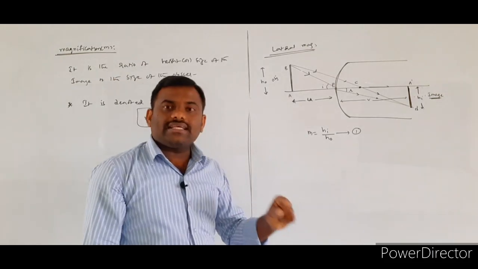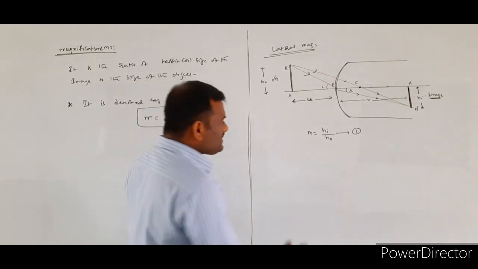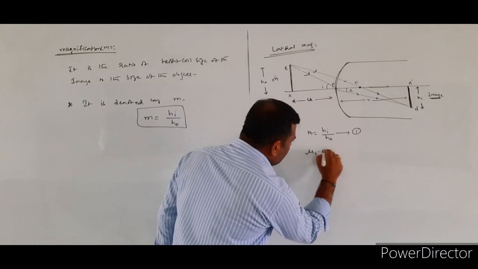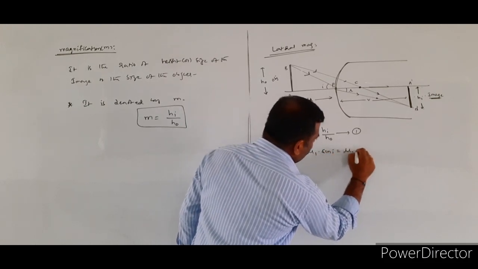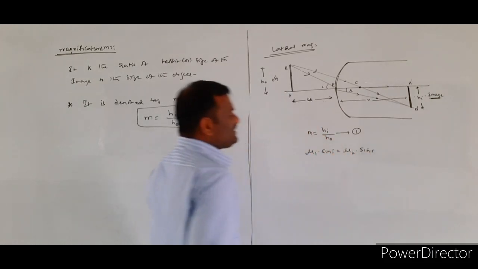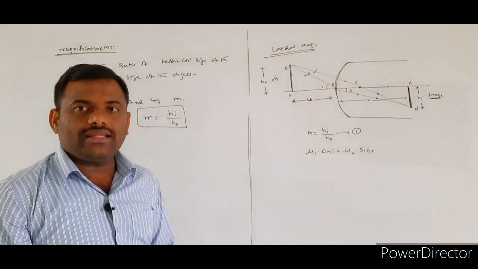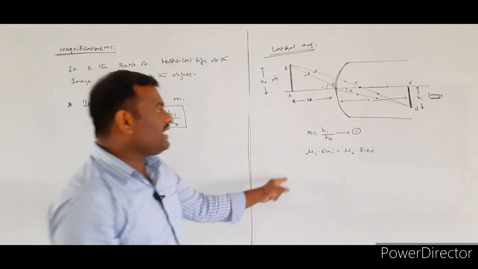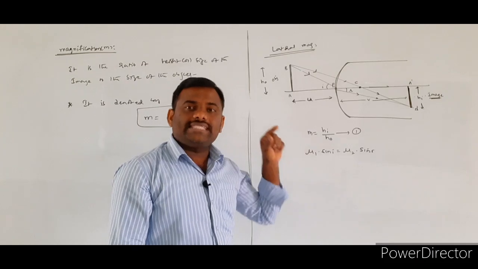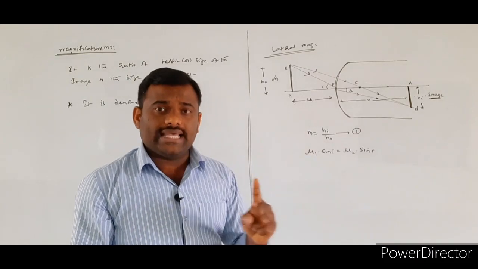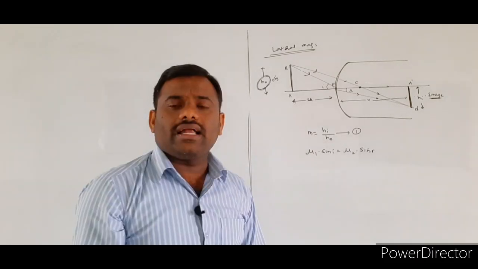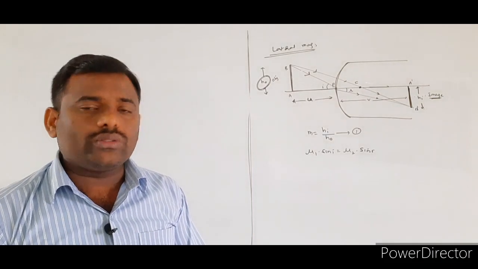Now, I consider Snell's law of refraction. What is Snell's law of refraction? Mu1 sin I is equal to mu2 sin R. For smaller angles, we will write sin theta is equal to tan theta. So already we know that sin theta is equal to tan theta.